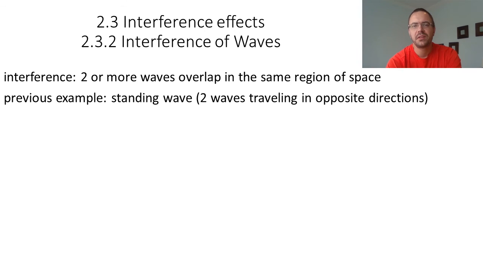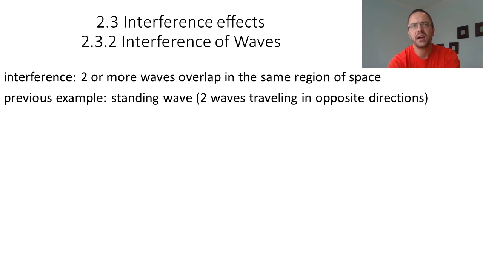In this video, we will discuss interference of sound waves. Interference is an effect that happens when two or more waves overlap in the same region of space. We have already seen an example when two waves travel in opposite directions on a string or in organ pipes, and this produces standing waves.